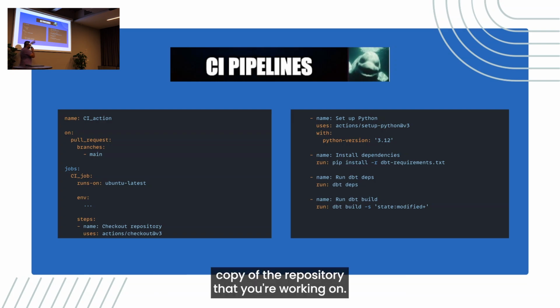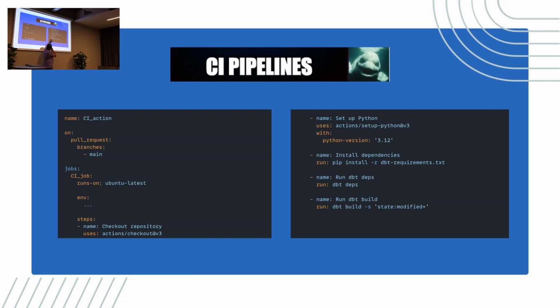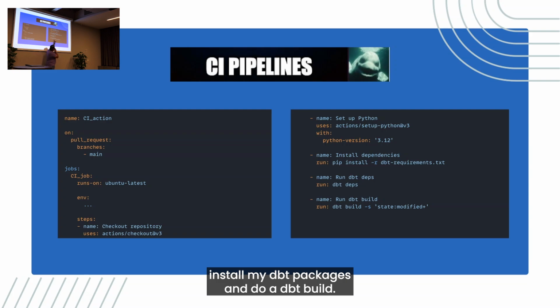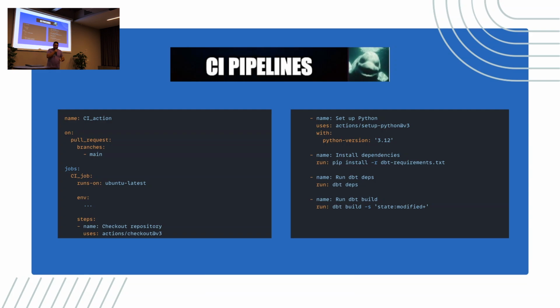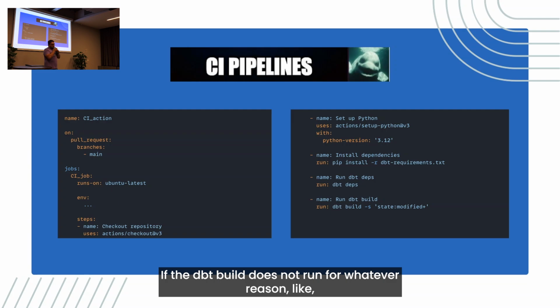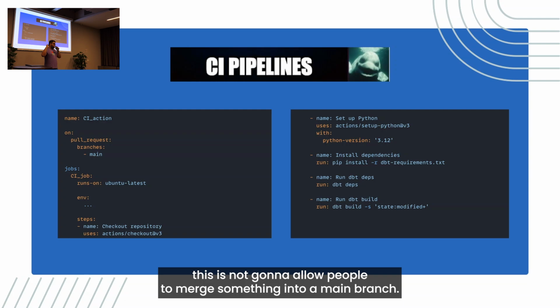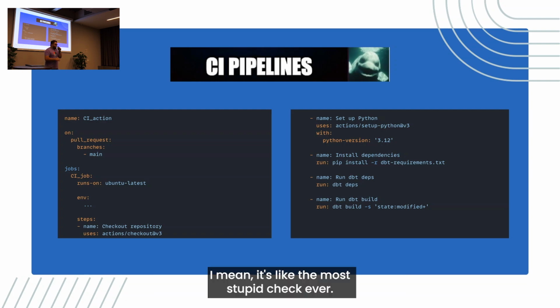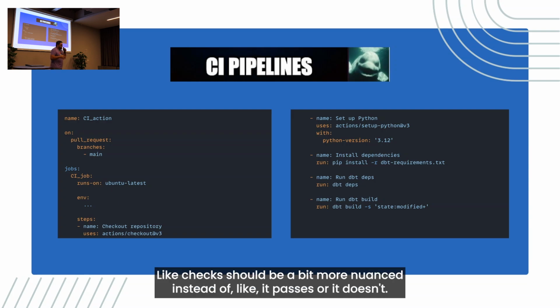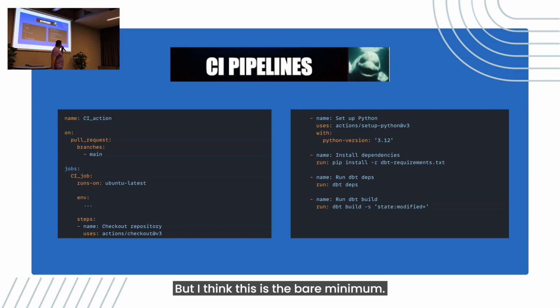You create a copy of the repository that you're working on. You install Python, install all of the dependencies, which mostly is just dbt and some of the packages. And then it's just as dumb as install my dbt packages and do a dbt build. If the dbt build does not run for whatever reason, like, hey, your code hasn't been compiled properly or these tests are not passing, this is not going to allow people to merge something into the main branch. And it's the most stupid check ever. The check should be a bit more nuanced instead of it passes or it doesn't. But I think this is the bare minimum.